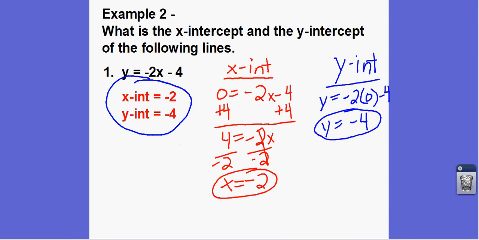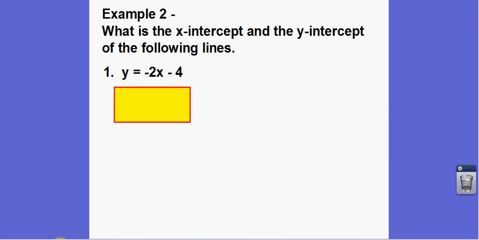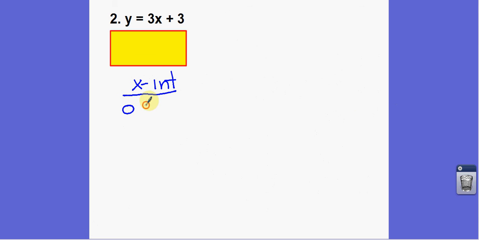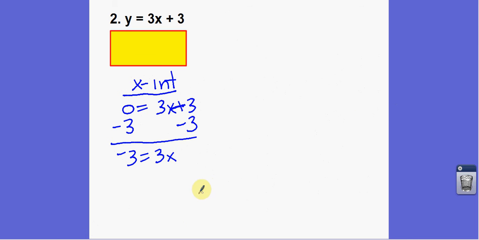Alright, let's do another problem here. Alright, next one. We're doing the same thing. Do the x-intercept first. So that means I'm putting a 0 in for the y and solving for x here. Alright, well, looks like I'm subtracting 3 from both sides. So I have negative 3 is equal to 3x. And then I want to divide by 3. And x is equal to negative 1. So that's my first intercept.